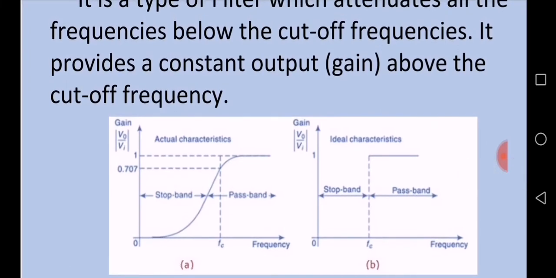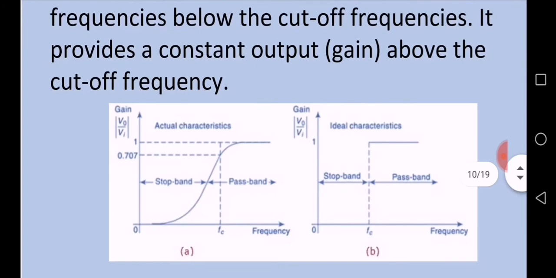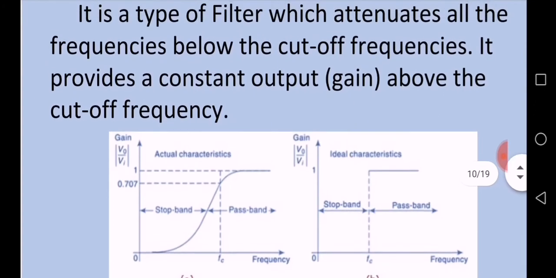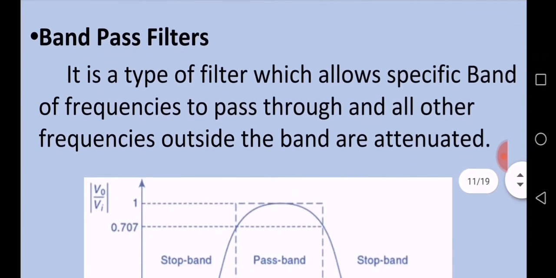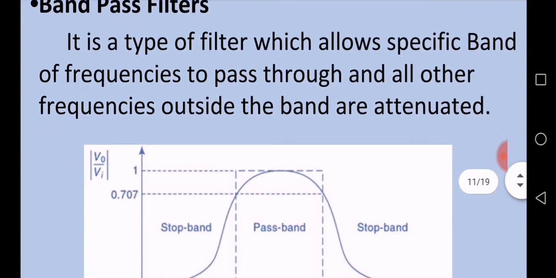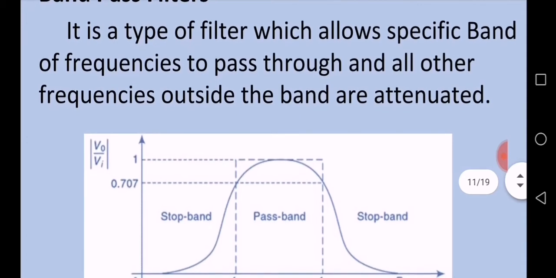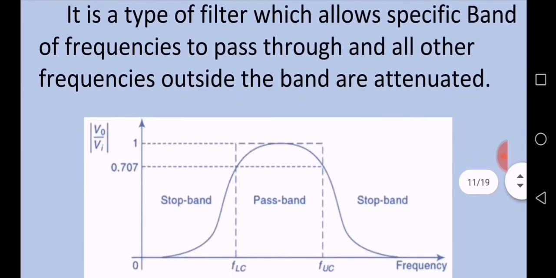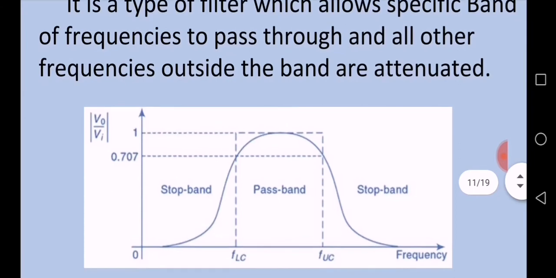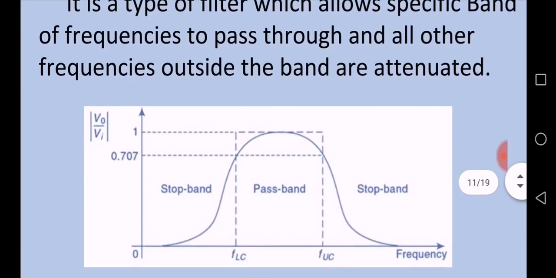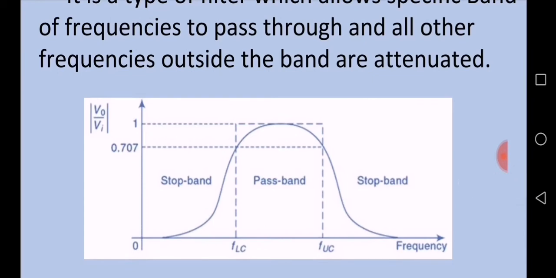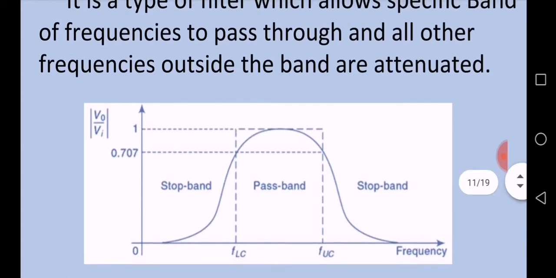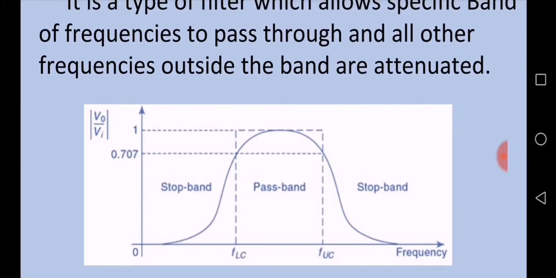So it stops or cuts the lower frequency band and passes the higher frequency band, so it is known as a high pass filter. Then the third one is a band pass filter. It is a type of filter which allows a specific band of frequencies to pass through and all other frequencies outside the band are attenuated. It passes the particular band of frequencies from FLC to FUC. FLC means your lower cutoff frequency and FUC means your upper cutoff frequency.